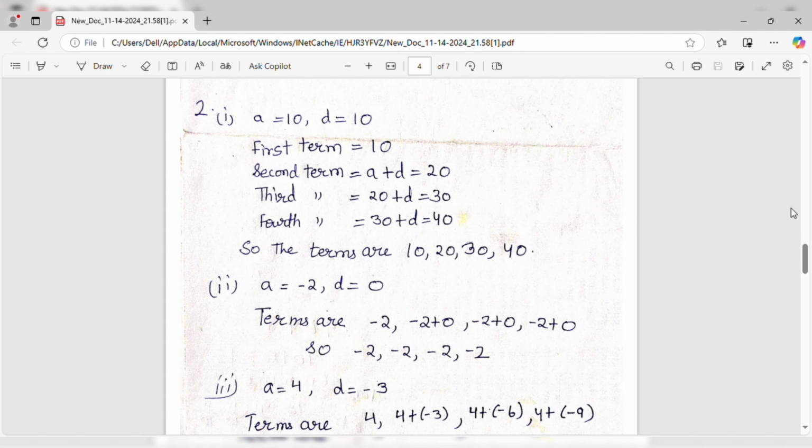In the second part, A is given as -2 and D is 0. Since the common difference is 0, each time when we add 0, we will get the same number. So the 4 terms would be same, which are -2.